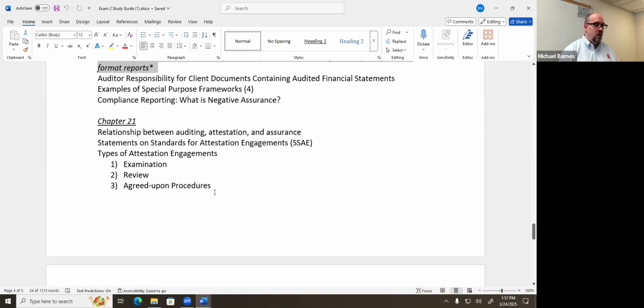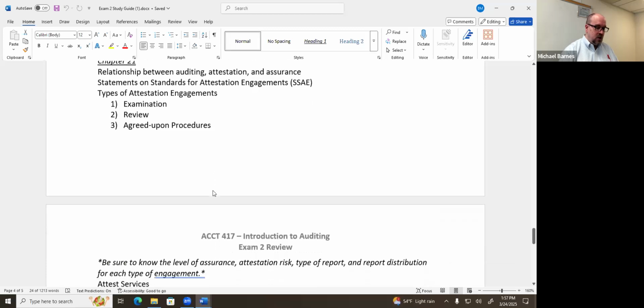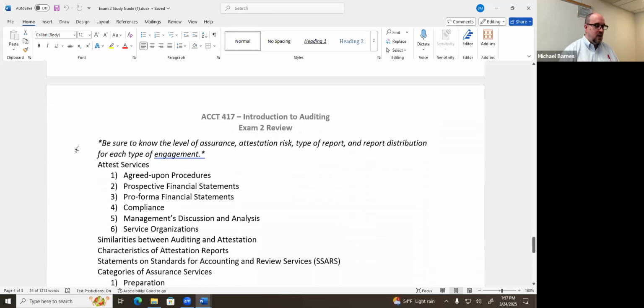All right, chapter 21, the only thing I'm going to tell you about chapter 21, there's 2 items that you should focus on. So the star and italicized here, knowing what the level of assurance, attestation, risk, and type of report and report distribution is for each type of engagement. Okay. And related to that, make sure you know the list of attest services. They're not hard to remember.